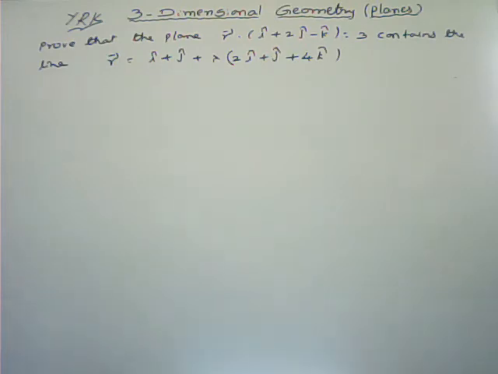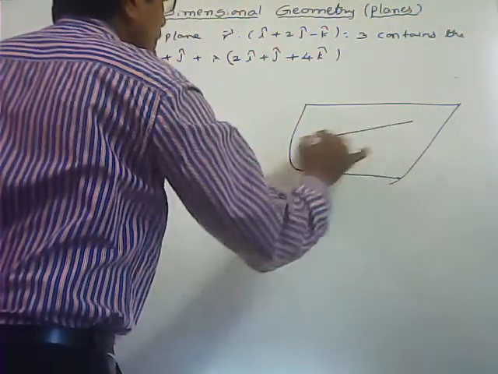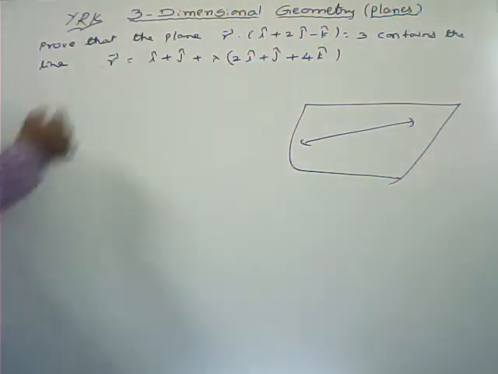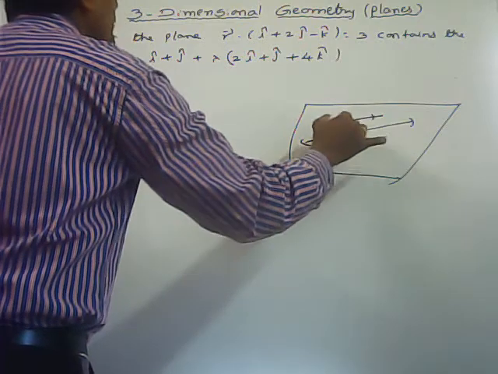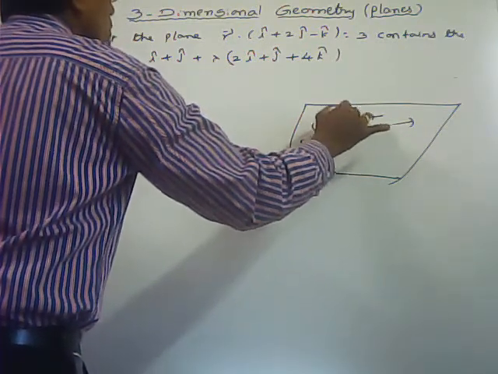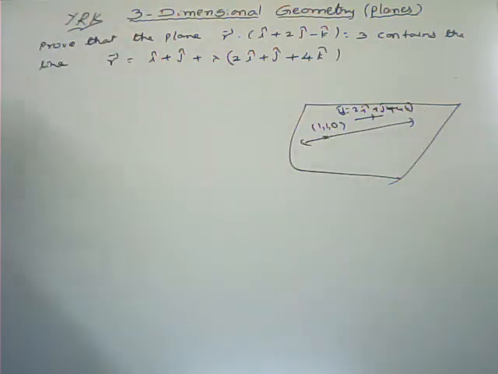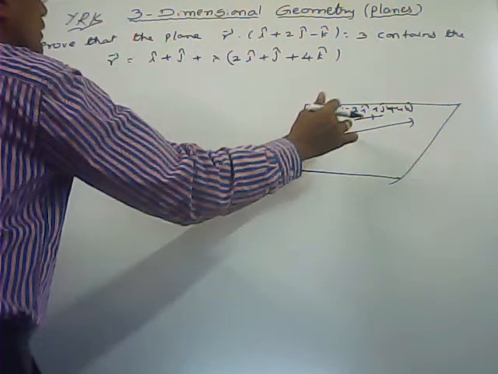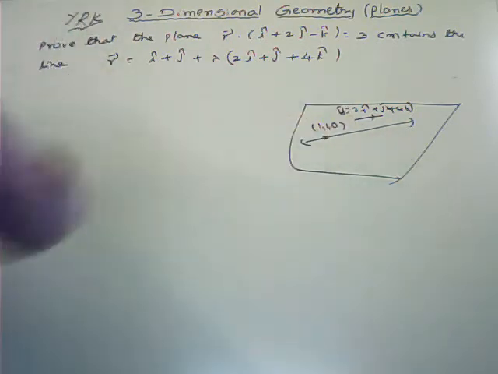Next one: prove that the plane r bar dot, this is the equation of the plane, contains the given line. The equation of the plane is given and the line equation is also given. The line passes through the point 1, 1, 0, and its direction is b bar equal to 2i cap plus j cap plus 4k cap. So we need to prove that the plane contains every point of this line.